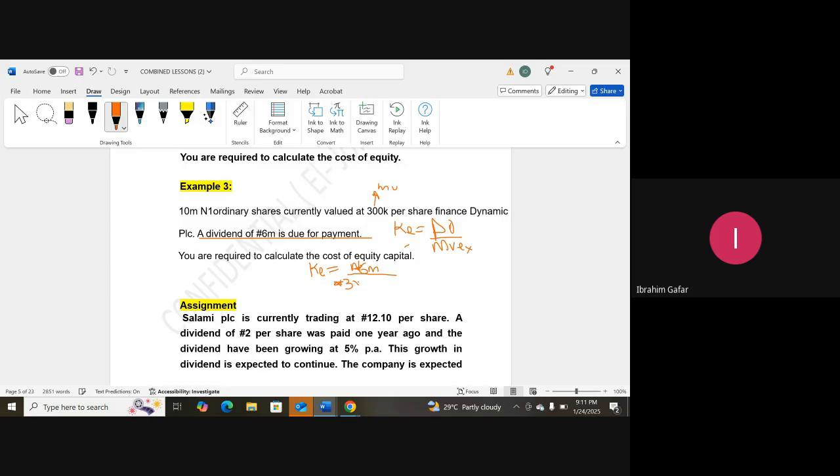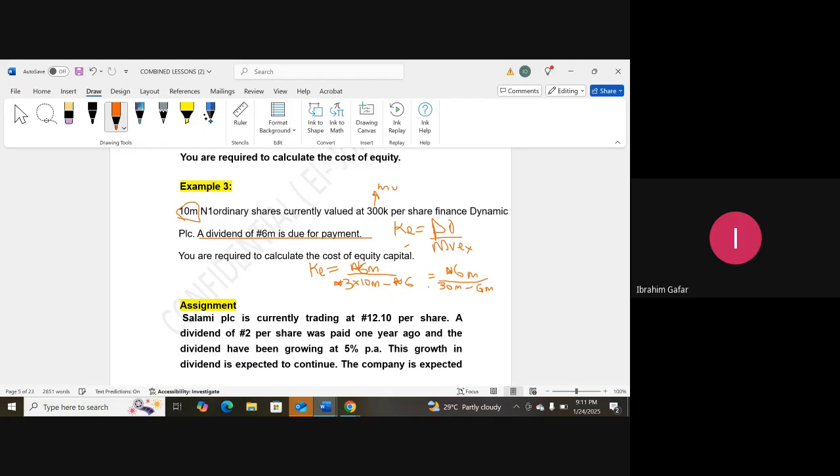So you now say 3 naira per share multiplied by the number of shares. The number of shares is 10 million shares. Then minus 6 million naira, because you want to take it back to ex div. So what do you have? 6 million all over 30 million minus 6 million, which is 24 million.